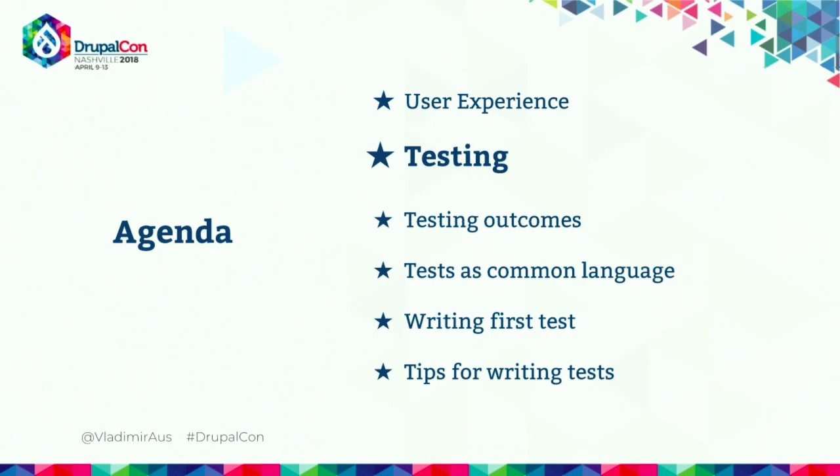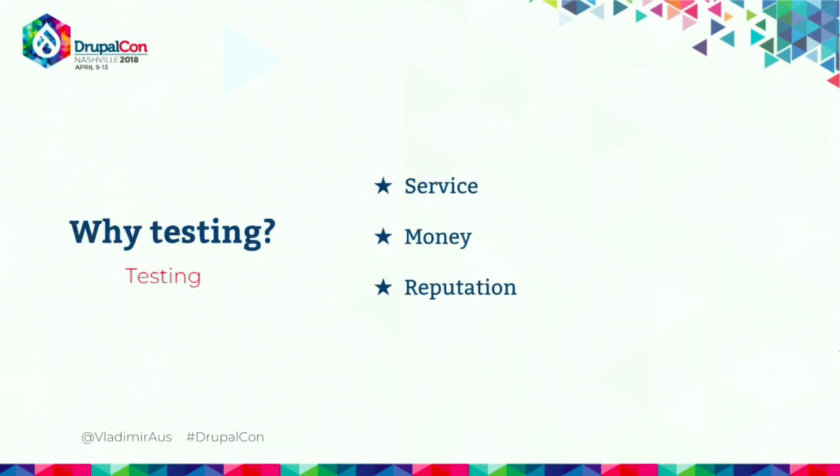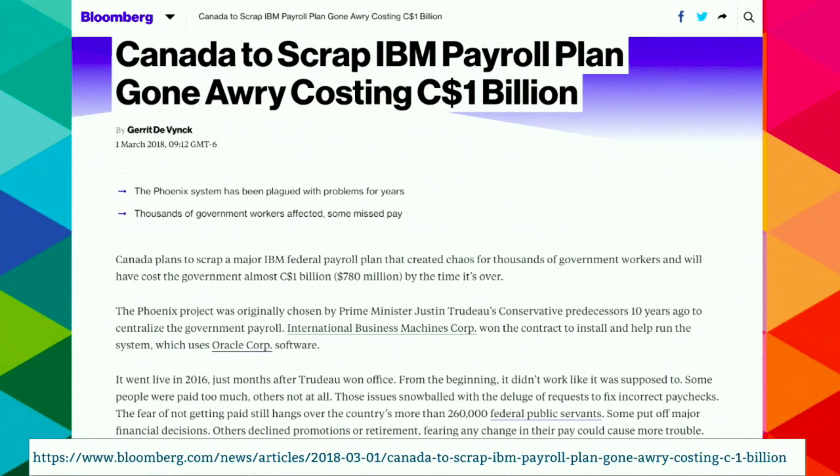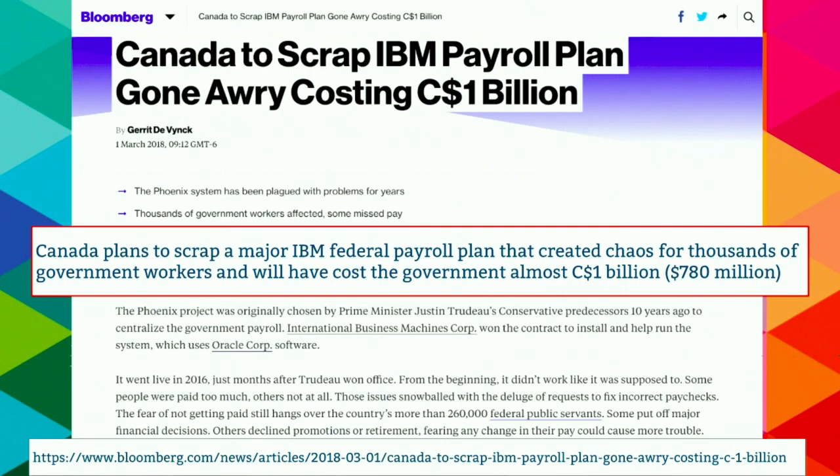So now let's look at testing. Why do we need testing? It's not that different from UX. You also want to provide a great experience. So last month, Canada scrapped the payroll system. It was a big deal, and it cost them a lot of money. And the payroll system was provided by IBM.